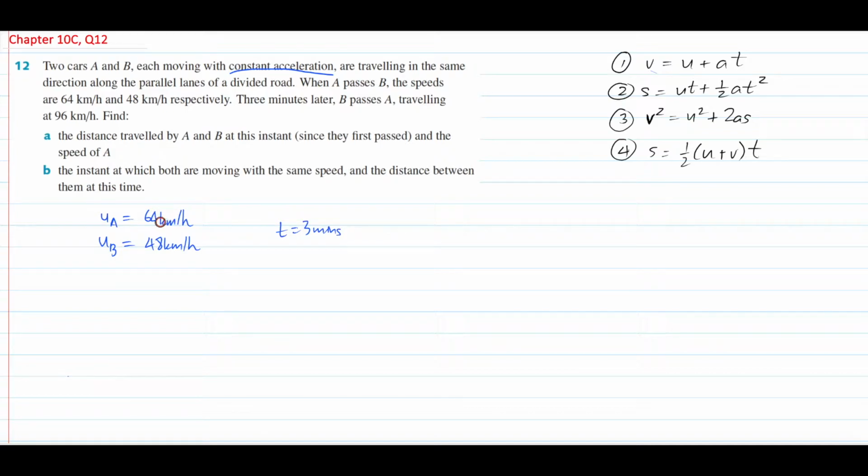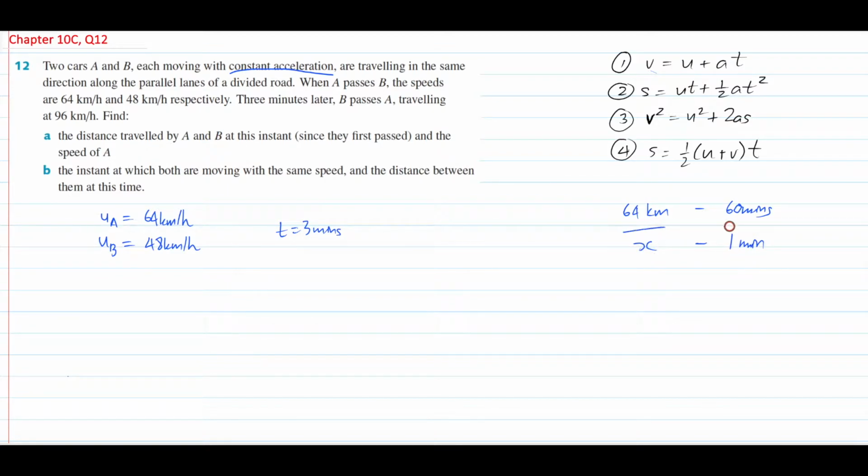If you want to convert 64 km per hour into minutes, this is what you should do. There's 64 km in 1 hour. In 1 hour, there are 60 minutes. So technically, you can say your speed is 64 km in 60 minutes. And then we want to find it per minute, right? So in 1 minute, how many kilometers did we travel?